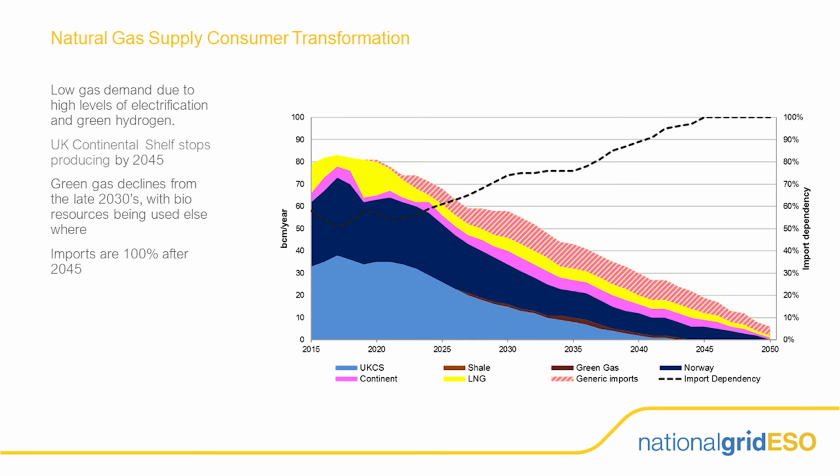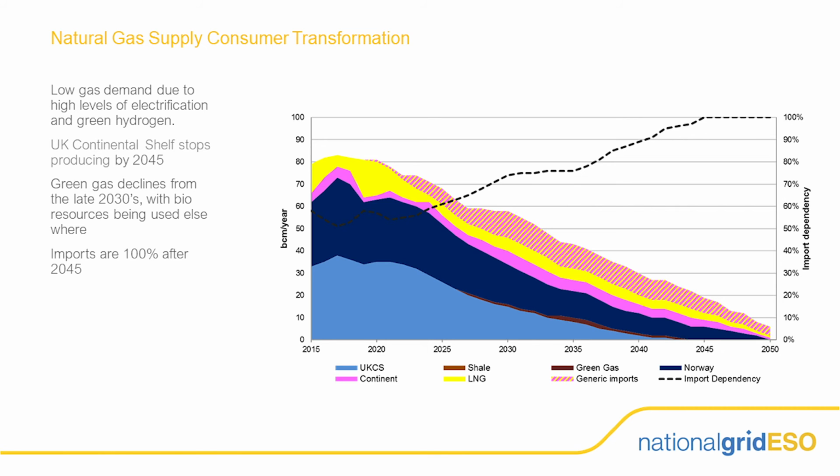Firstly, looking at demand that we are meeting, you can see that this does drop to low volumes in 2050 due to the high levels of electrification in this scenario. The remaining demand is largely from methane reformation to produce hydrogen. In all of our scenarios, gas from the UK, as depicted in the light blue colour in this chart, is declining. However, this is the only scenario where production ceases completely, and this is in the year 2045. Green gas grows and then declines from 2030 onwards as bioresources are used elsewhere. This can be seen in the brown sliver in the chart.